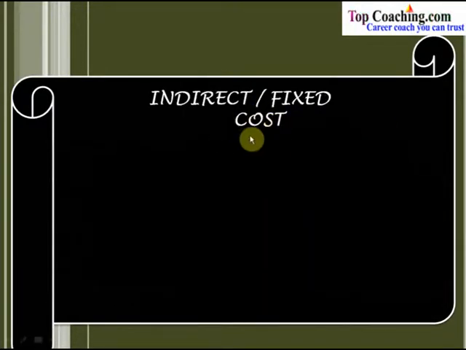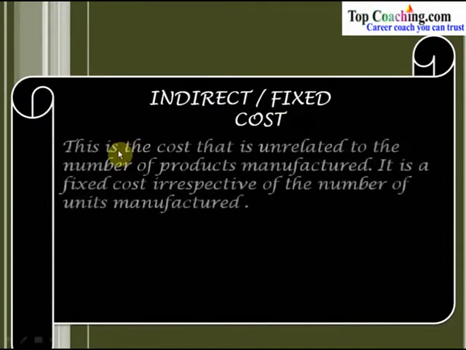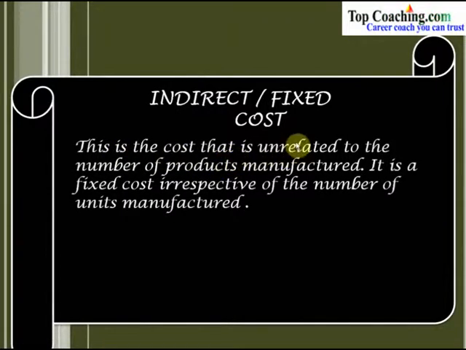Now what is the indirect or the fixed cost? This is the cost that is unrelated to the number of products manufactured. It is a fixed cost irrespective of the number of units manufactured. It remains fixed and does not depend on the number of units manufactured.